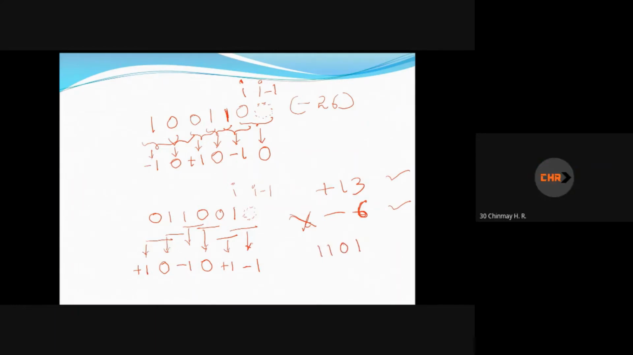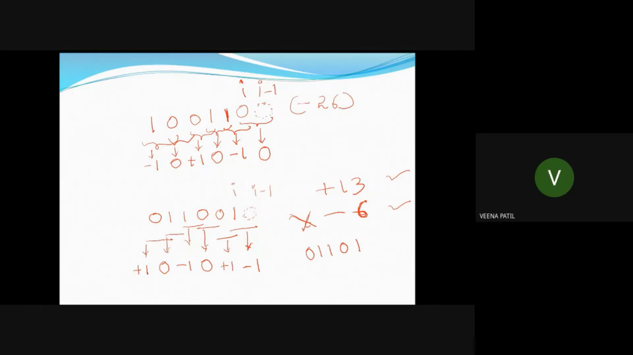1101 is 13. But I will take 1 bit extra, because if I had to represent -13 using 4 bits, it is not possible. So we will take 1 bit extra so that even negative numbers can be represented. So I can take it as 01101.